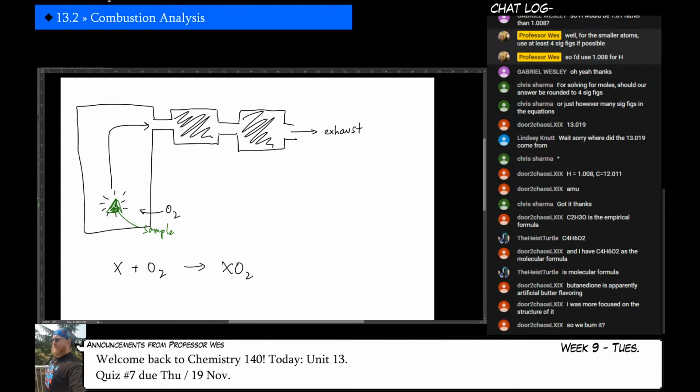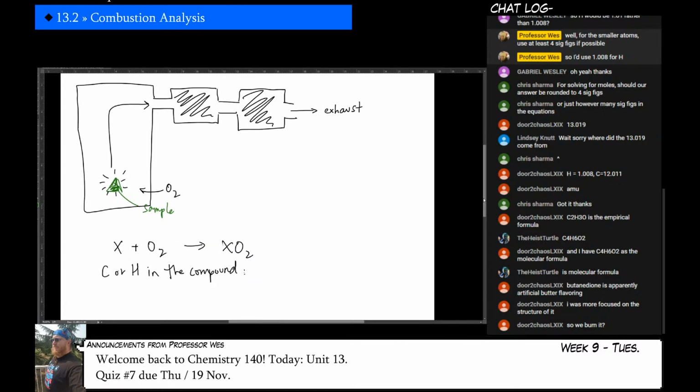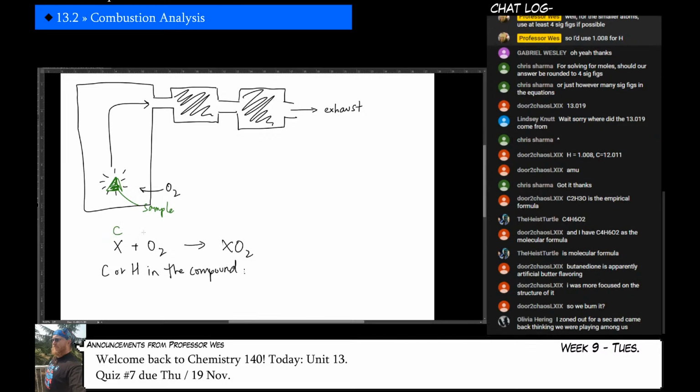Specifically, when I combine a substance that has carbon or hydrogen in the compound, then what we end up seeing is, well, with that X plus O2 thing there, if X was C, I'd get CO2. And if X was H, I would actually get H2O.